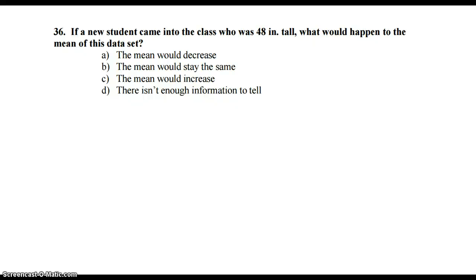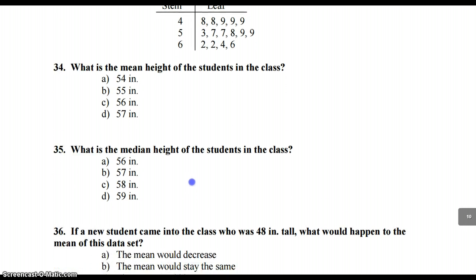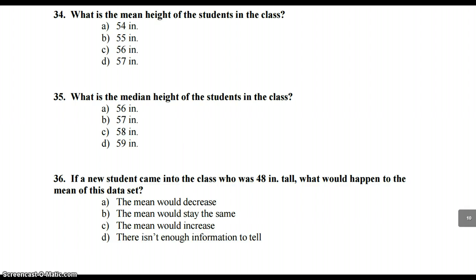Okay, let's check out the last 5 problems on the 7th grade MCA packet, 36 through 40. Number 36 does refer back to the stem and leaf plot that we talked about earlier. And we're going to focus on the mean here because it says if a new student came into the class who is 48 inches tall, what would happen to the mean of this data set?